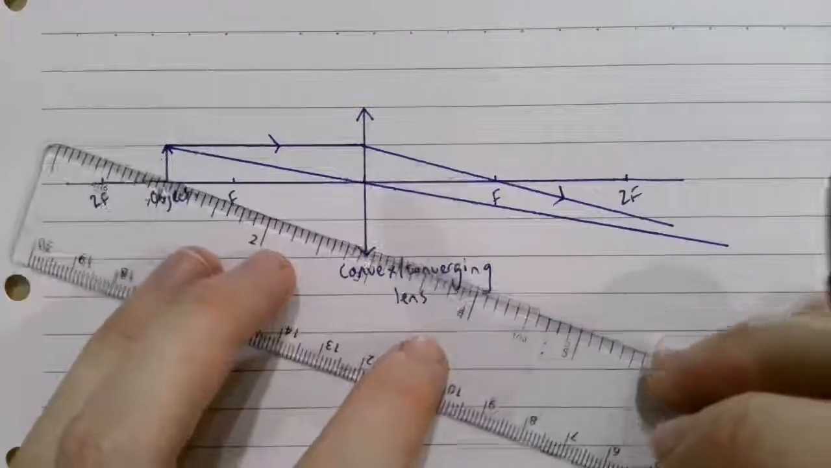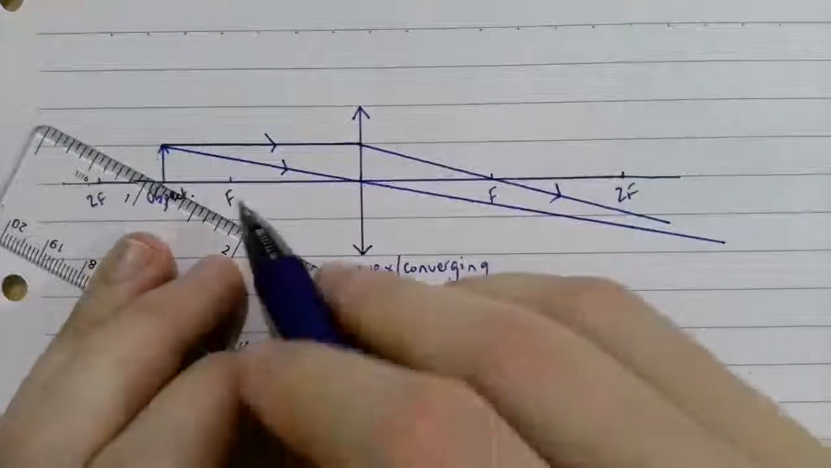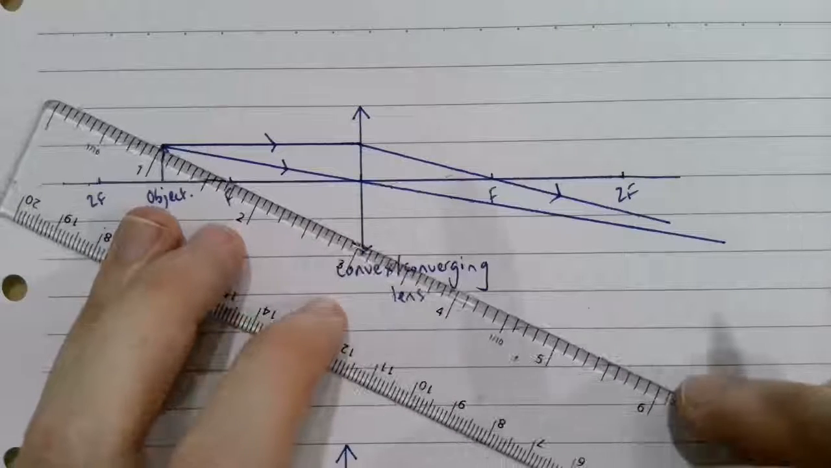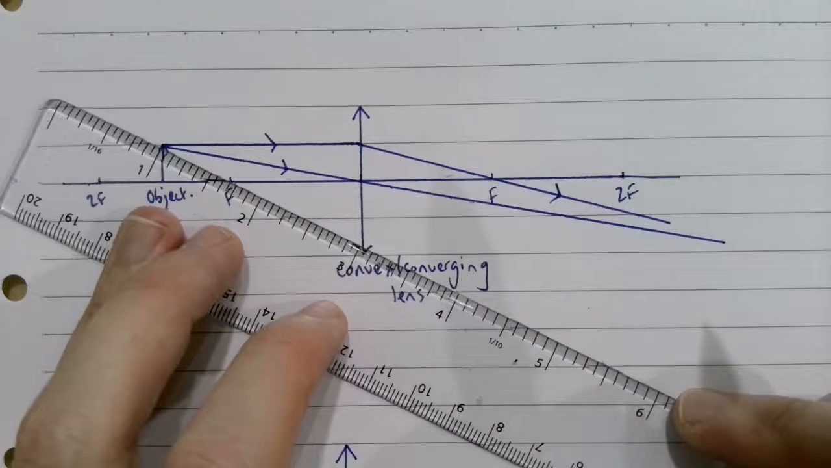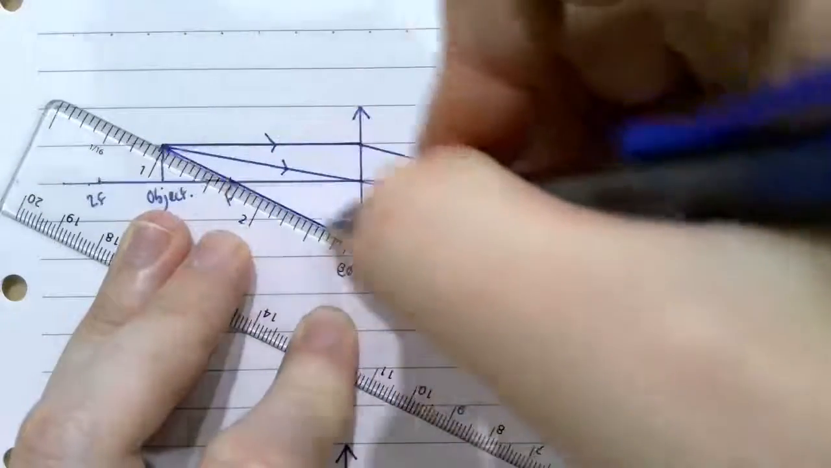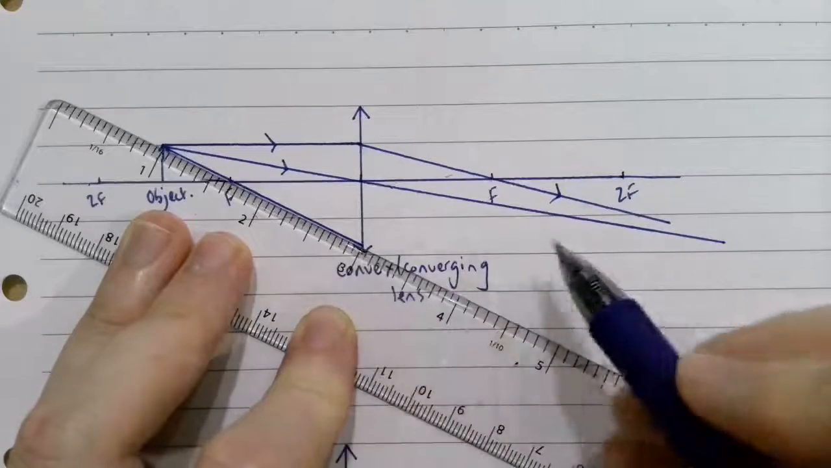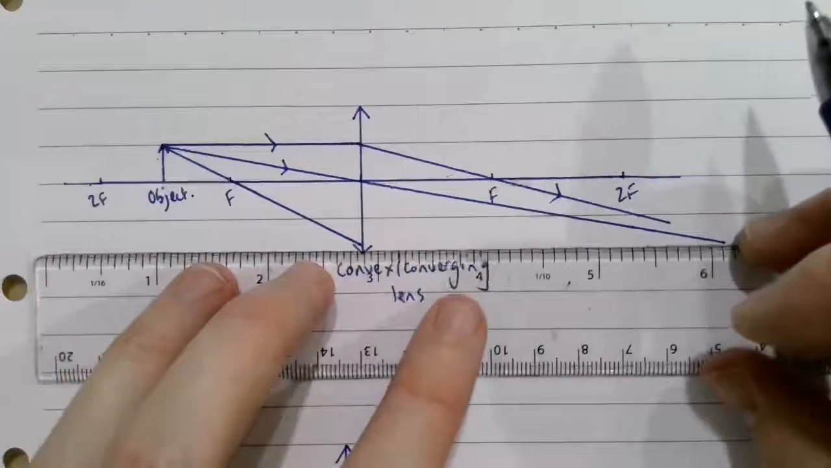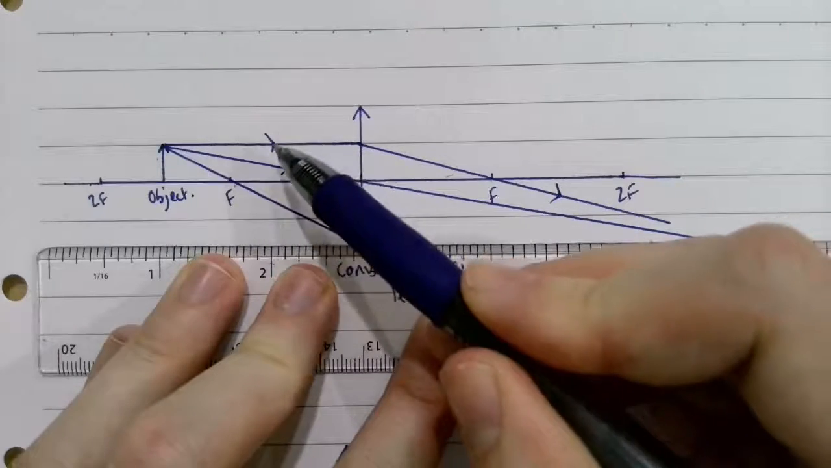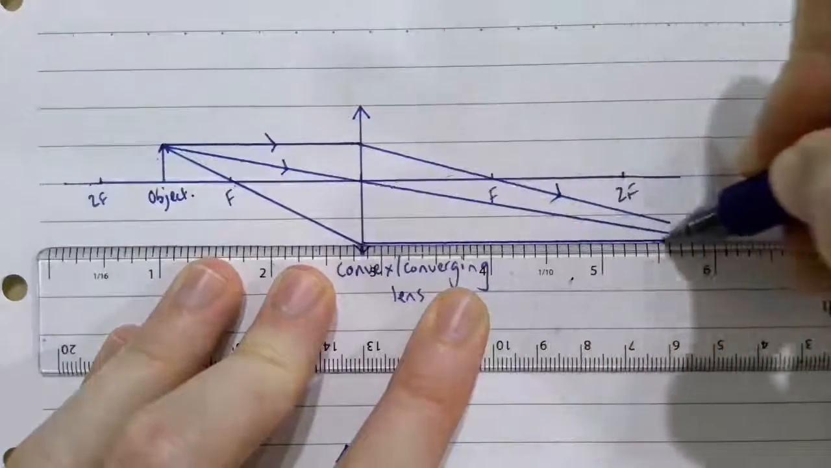And then the third and final ray that I will draw goes through the focal point on this side. And the rule is for this ray that any ray that goes through the focal point on this side, once it emerges from the lens, it will then be parallel to the axis. So it's sort of like a reverse of the rule for the first one. And so I draw that one on like that.